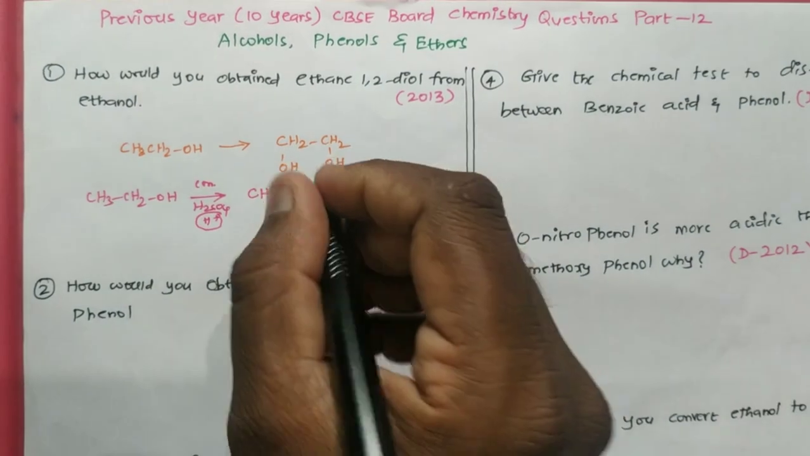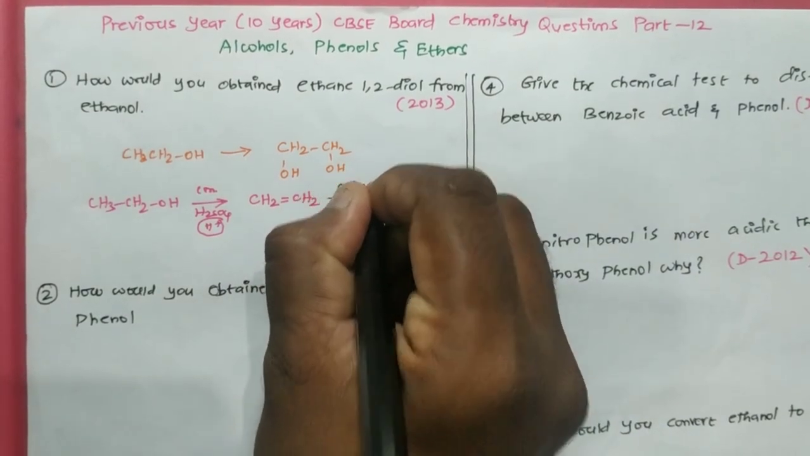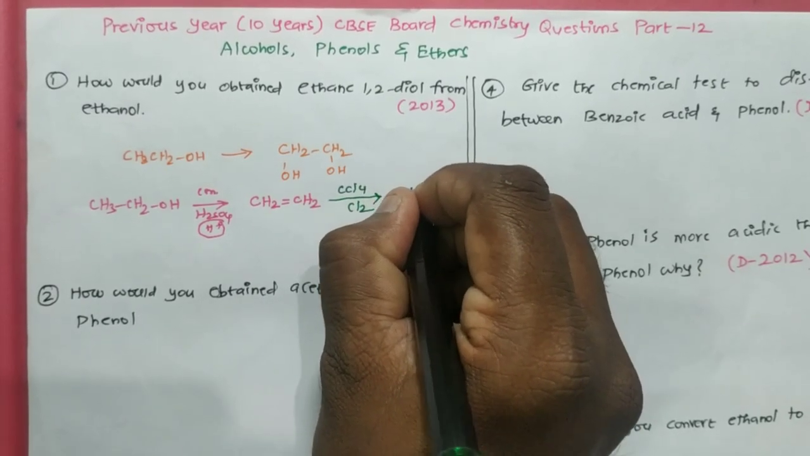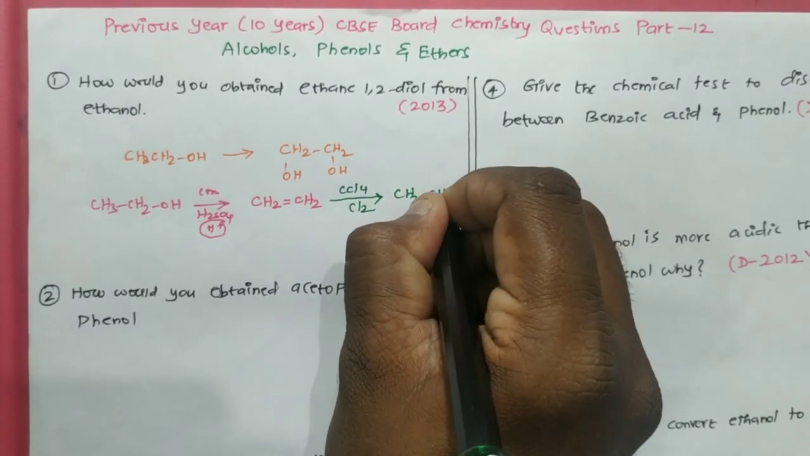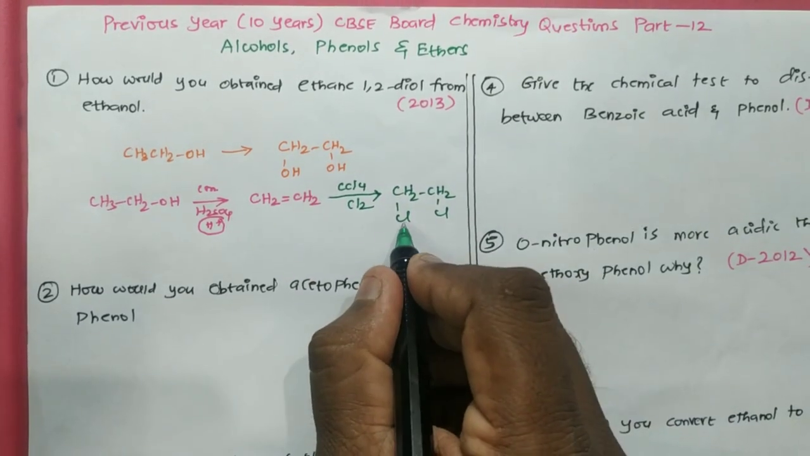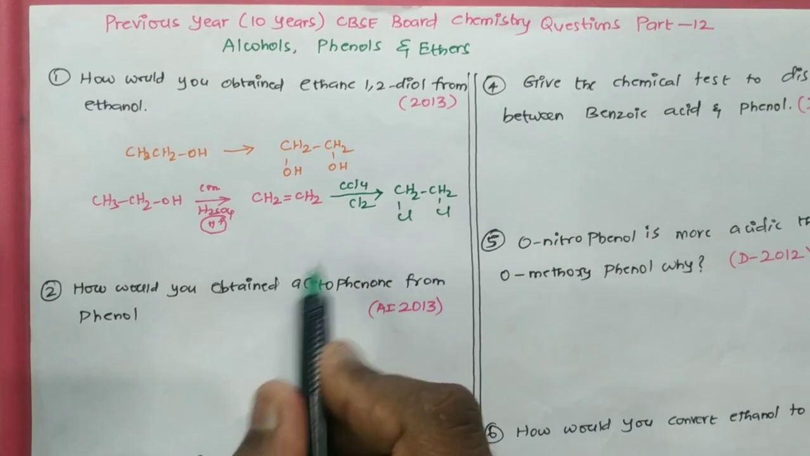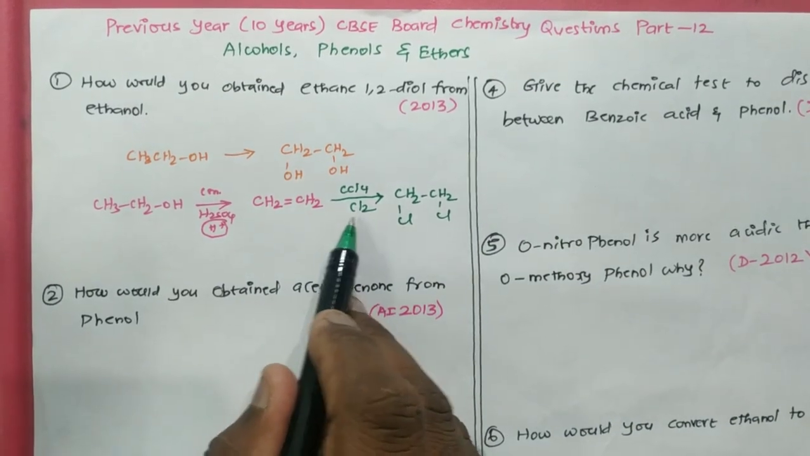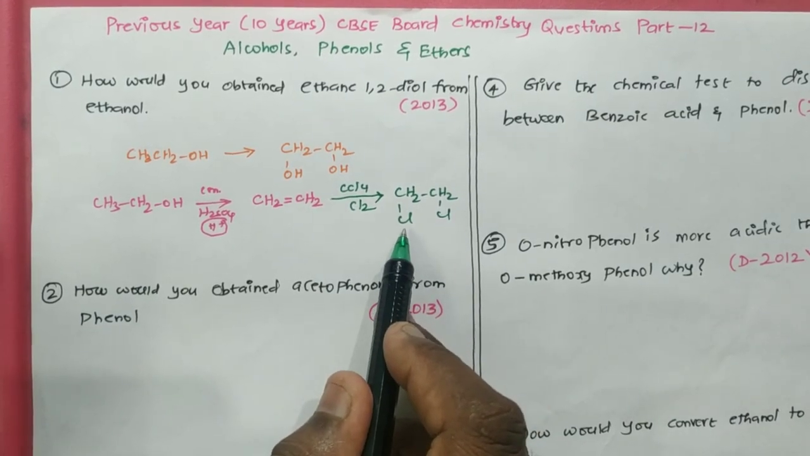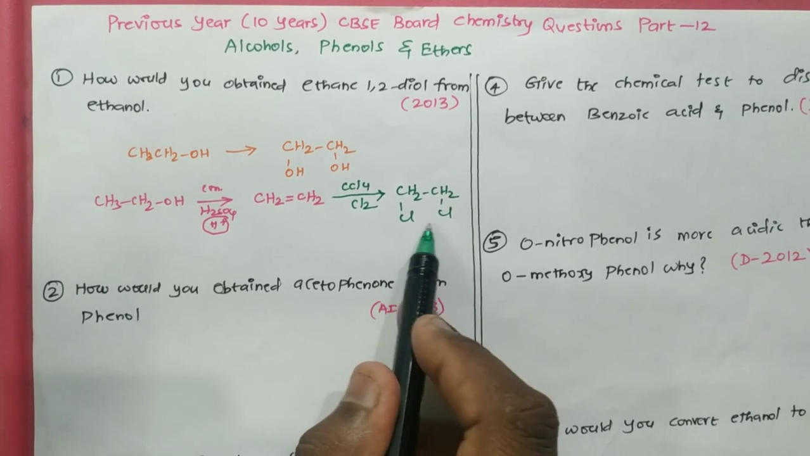Once the ethene is formed, now it will be reacting with Cl2 in CCl4. So I'll be getting a product like this: CH2Cl CH2Cl, that is nothing but 1,2 dichloroethane. So once we use chlorine in presence of CCl4, the 1,2 position will be substituted with chloride.